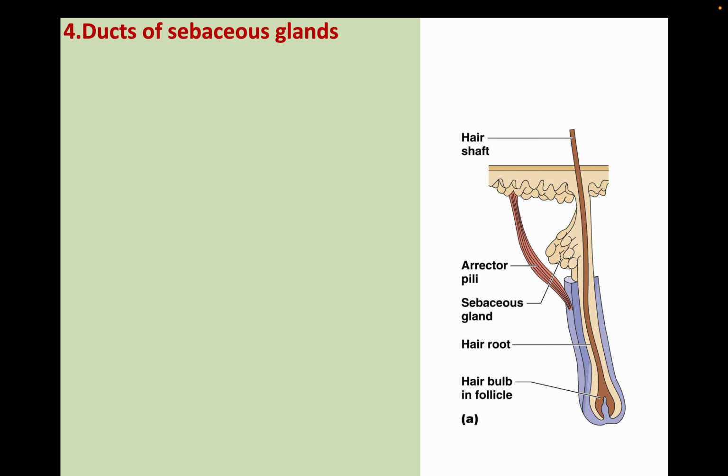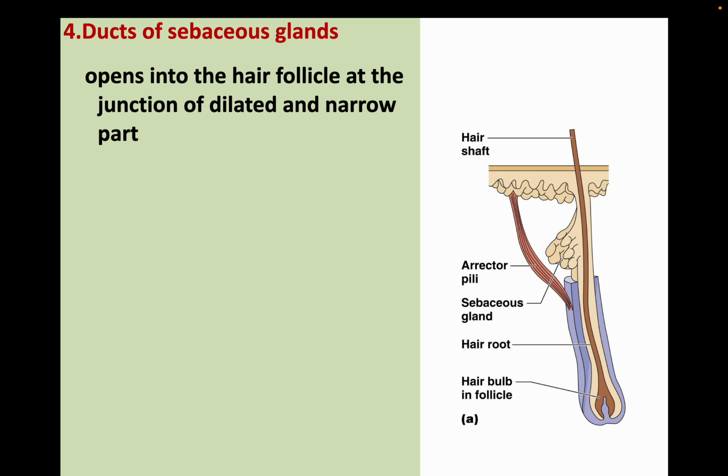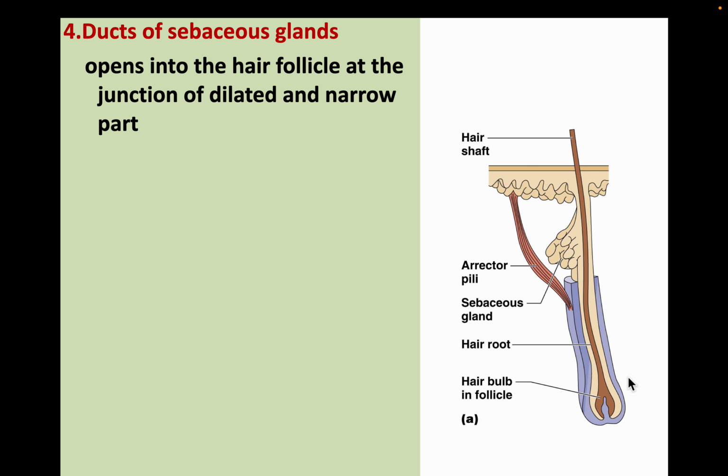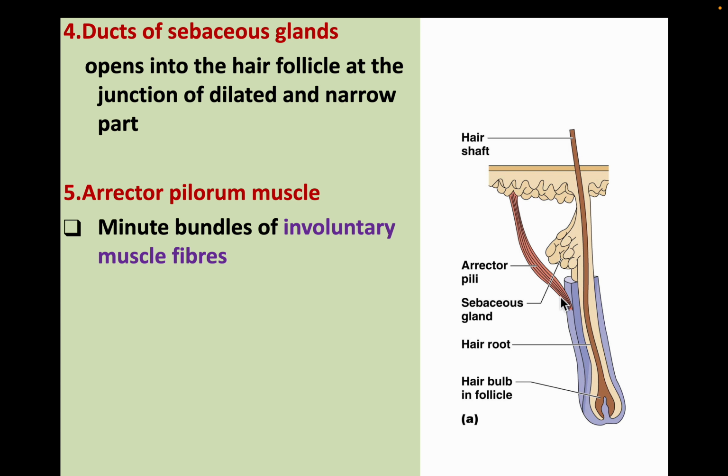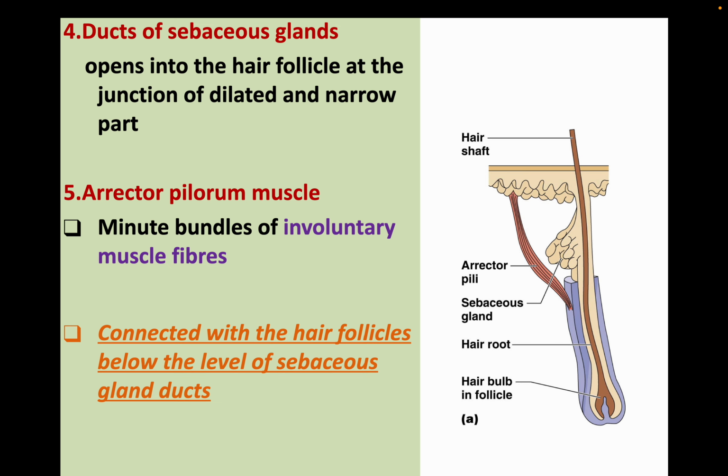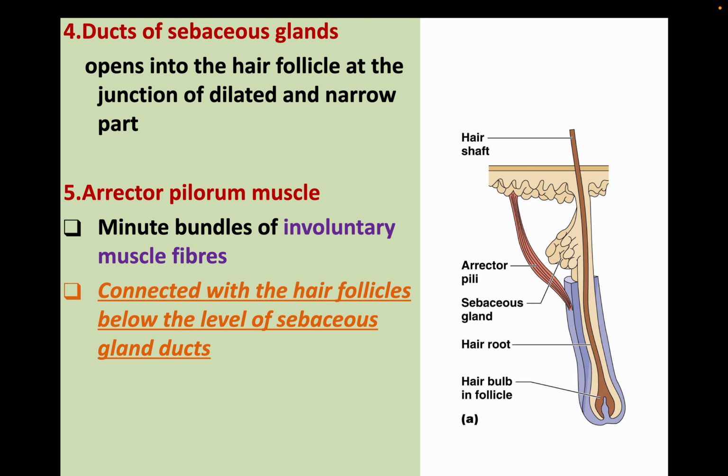Now coming to the duct of the sebaceous gland, which opens into the hair follicle at the junction of the dilated and narrow part. You can see. The next component is the arrector pili muscle. You can see here. Minute bundles of involuntary muscle fibers connected with the hair follicles below the level of the sebaceous gland ducts.